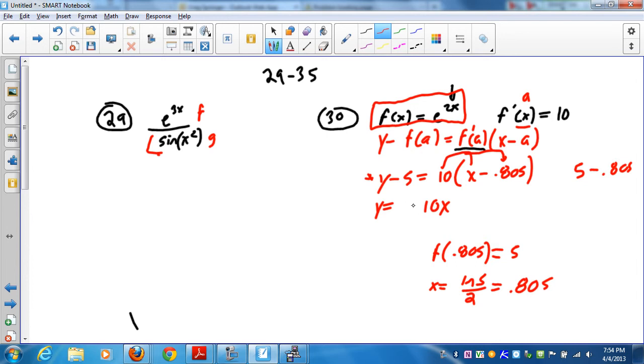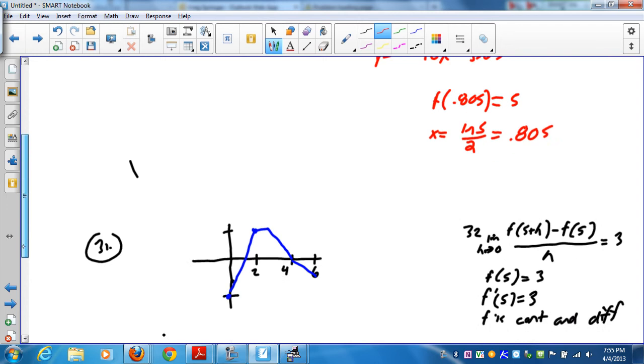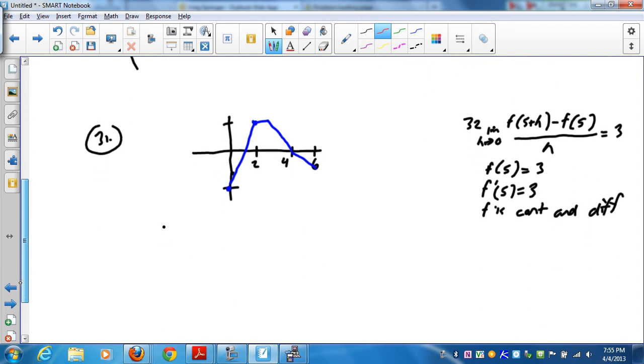So if you do that, you should be able to clean this up and get 10x minus, what is it, 3.05? Whoops. I didn't distribute this over here, did I? It's 5 positive and then minus 8.05. There we go. So go ahead and clean that up and you should find your answer there. Now since we've already gone this far, it's just going to be minus 305, right? Alright. Let's move on to number 31.